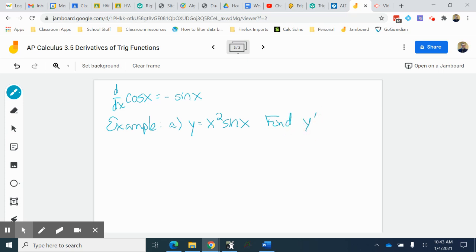Well, this is a product, so we're going to set u equal to x squared, v equal to sine of x. The derivative of u with respect to x is 2x using our power rule. The derivative of v with respect to x is just cosine. We just proved that. And so the derivative of y is u dv, x squared cosine of x, plus v du, 2x sine of x. Pretty straightforward and simple.